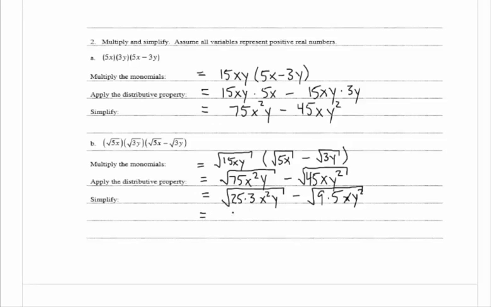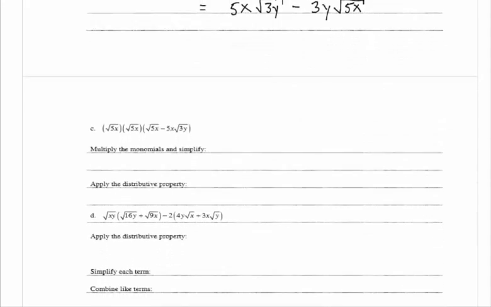And the square root of 25 is 5. 3 is not a perfect square, it'll stay inside the radical. The square root of x squared is x, and y is not a perfect square either, so it's going to stay inside the radical with our 3, minus the square root of 9 is 3, and 5 and x are not perfect squares, so they stay in the radical. The square root of y squared is y, times the square root of 5x.